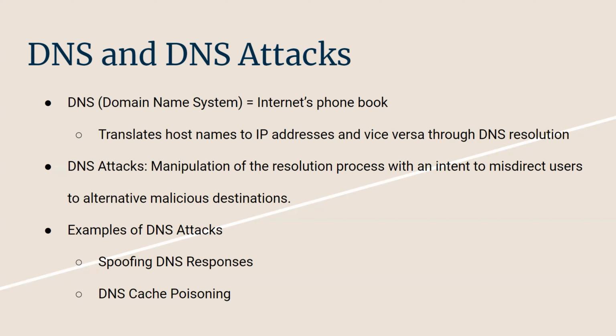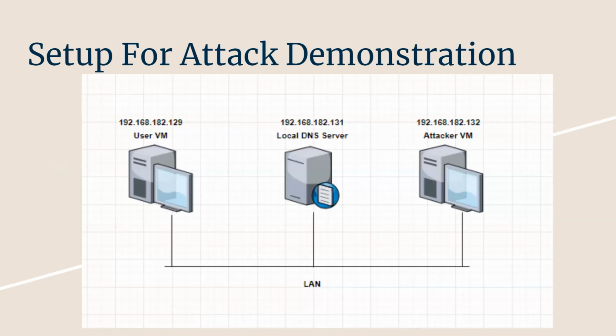We are doing 2 examples of DNS local attacks: spoofing DNS responses and DNS cache poisoning. For our attack setup, we used 3 VMs on the same LAN. The main basis of our project B is defending against these attacks, so we're not going to go through too much of the attack portion, mainly focusing on defense.